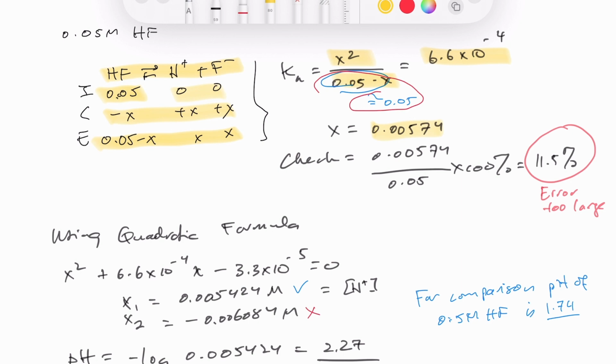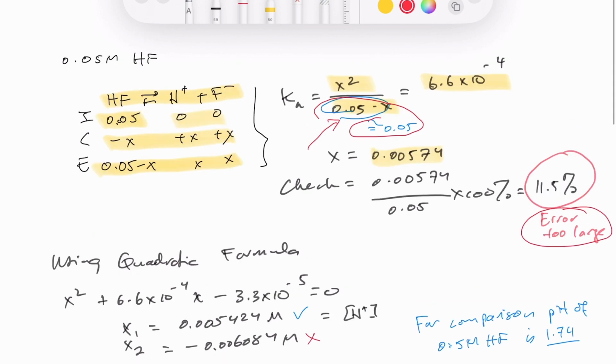Now, here's the problem though. When I do my check step, which is just to take the X value divided by the initial concentration, the number that I'm comparing it to, which is this number right here, I end up getting 11.5%. That's too large for what I want my assumption error to be. So when I have this type of situation, I have to just solve the problem directly using the quadratic formula or successive approximation. If you look at the equation you're trying to solve, which is this one right here, you can cross multiply that denominator with the Ka value and then write it out in the form of a quadratic equation, ax squared plus bx plus c equal to 0. And that's what I have here at the bottom.